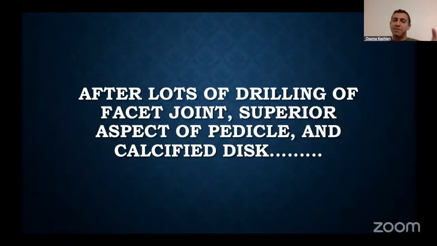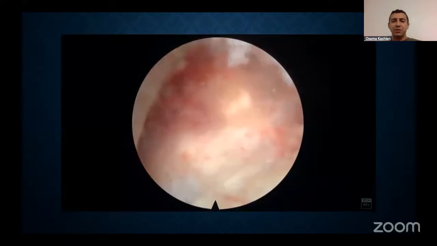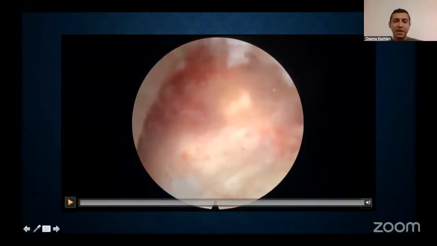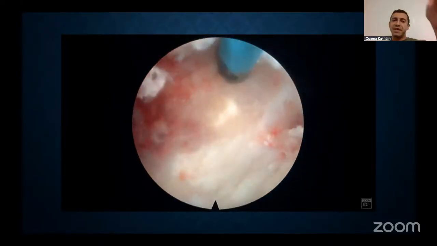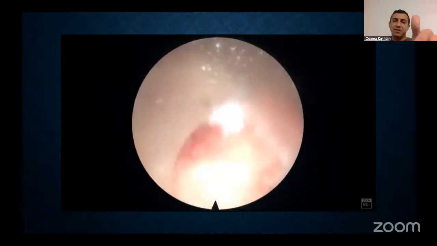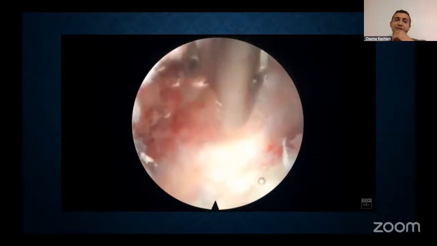So I have a little bit of a video here. After lots of drilling of the joint, this was way more drilling than anything. You also have to drill, kind of core out the calcified disc. This is after coring out the calcified disc. And this is mainly to show the rim of the, so this is coming in from the right side. I'm finding the plane between the rim of the calcified disc and the dura, which is above there. And this is kind of cracking it down.